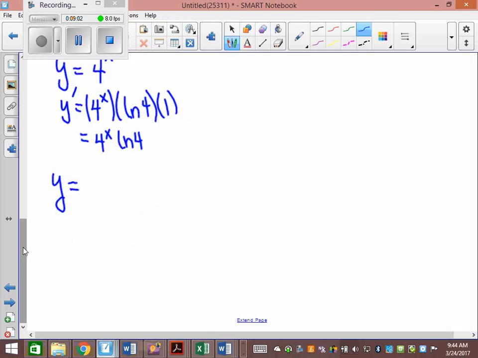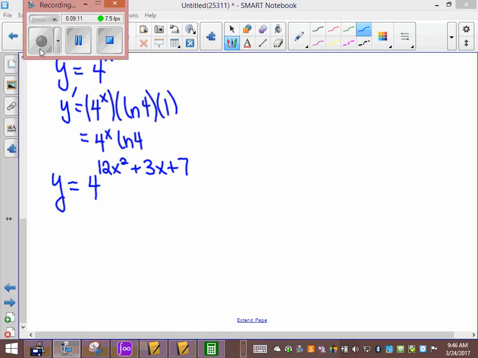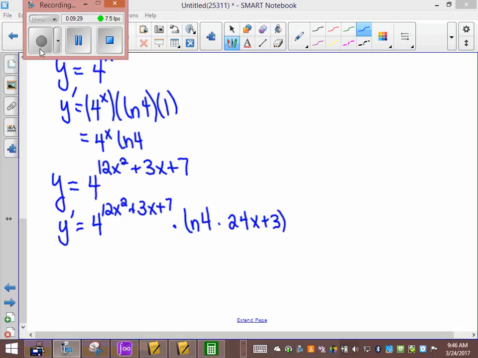y equals 4 to the 2x squared plus 3x plus 7. Do the derivative of that. So y prime equals, rewrite it, 4 to the 2x squared plus 3x plus 7 times ln of the base, ln 4, times the derivative of the exponent. So drop the 2, you get 4x plus 3. You could just leave it like that.